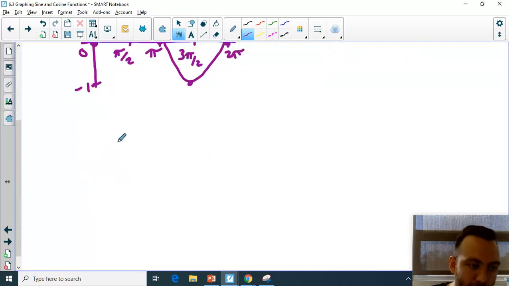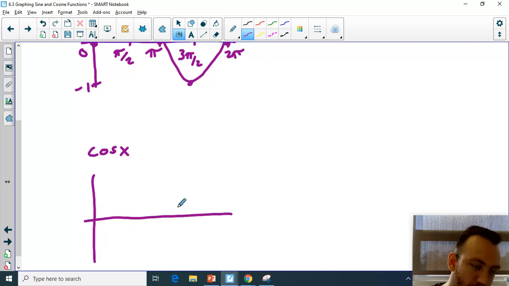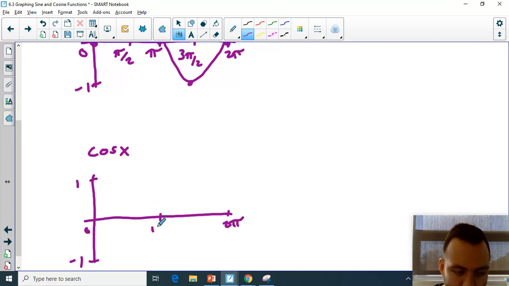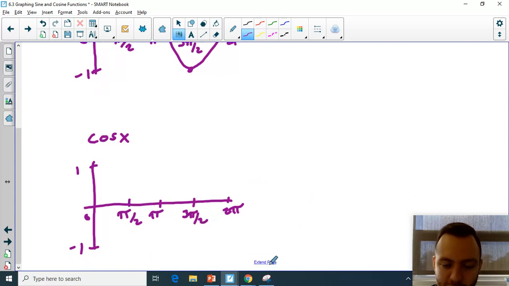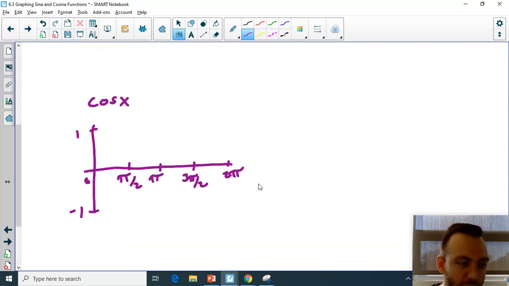And then cosine is going to be very similar. Cosine of x is just going to be, again, we're at 0, and we said our maxes were 1 and -1. Again, our period is 2 pi, and I'm going to cut that in half, and then I'm going to cut my halves in half. And this is 3 pi halves for the same reason. And again, this is something that you're just going to want to straight up memorize.